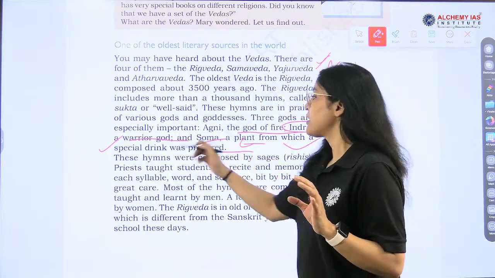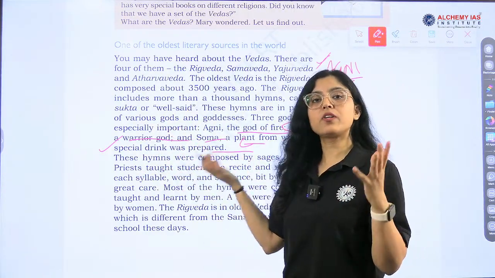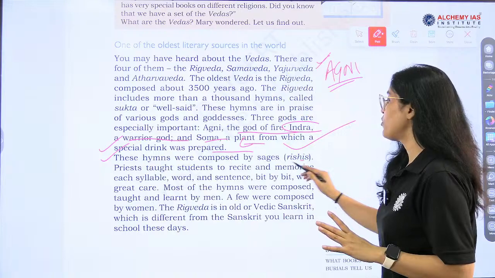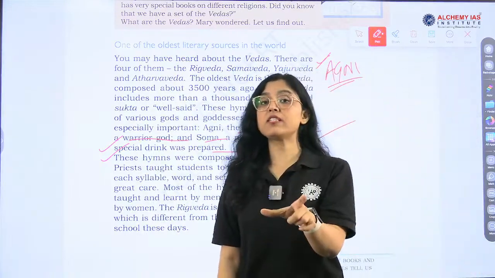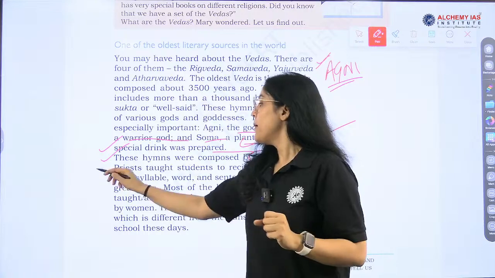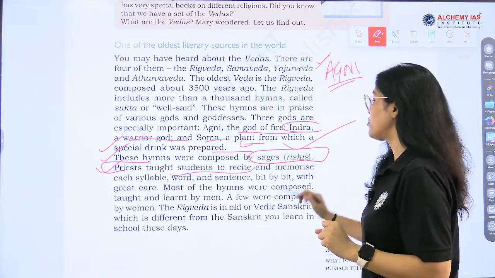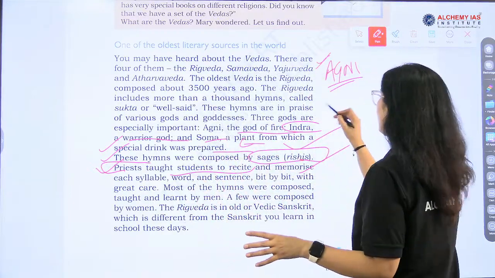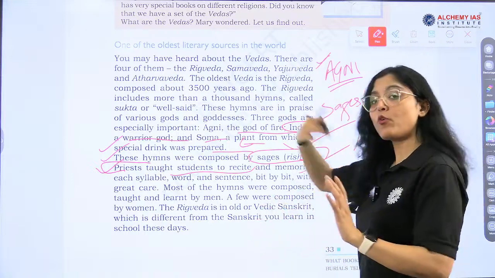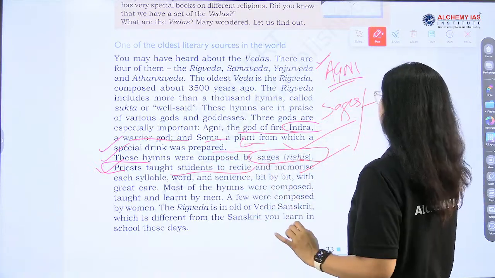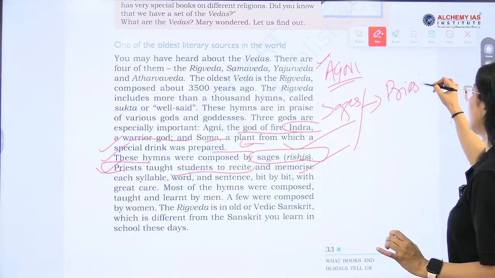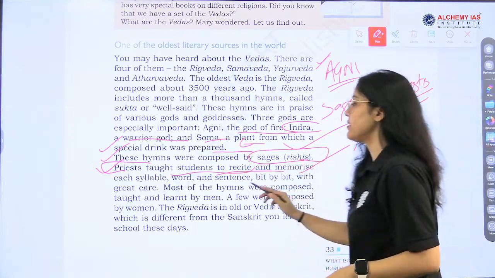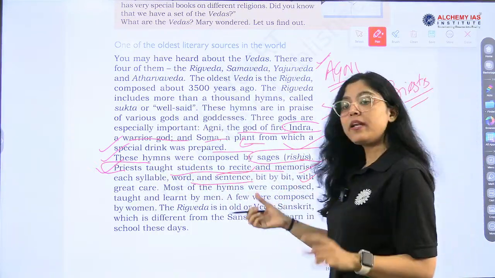So Soma, Indra and Agni were the 3 Rigvedic gods that were very important. These hymns were composed by sages. There were sages who used to compose these hymns. The priests taught students to recite and memorize each syllable. So there were sages who composed these books, and there were priests who were transferring the knowledge, teaching students to recite and memorize each syllable, word and sentence, bit by bit and with great care.